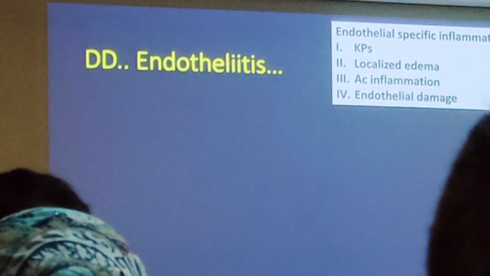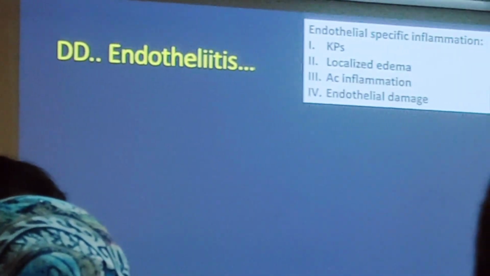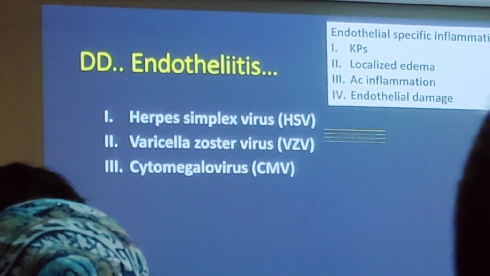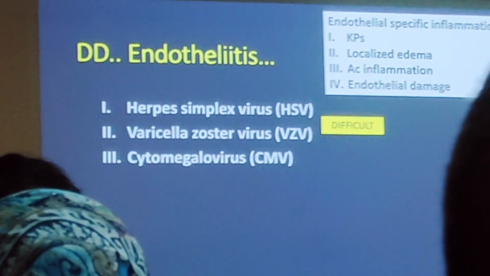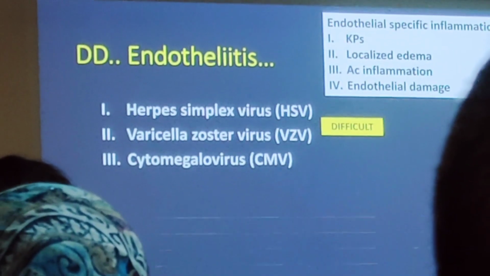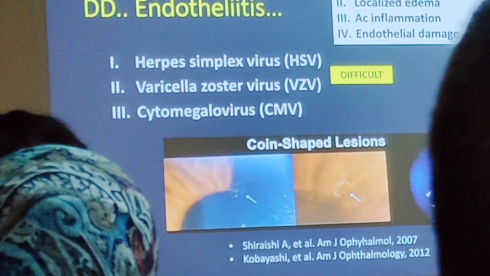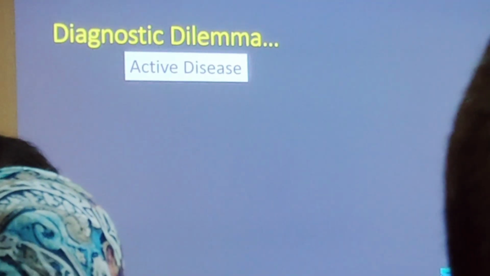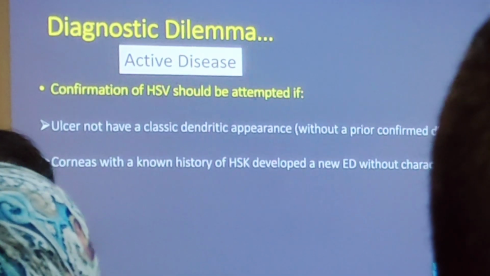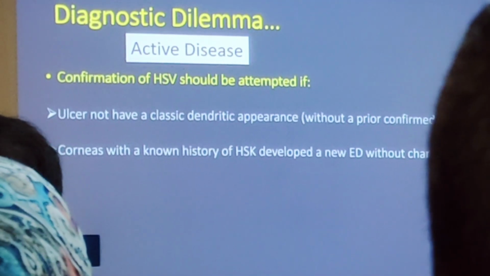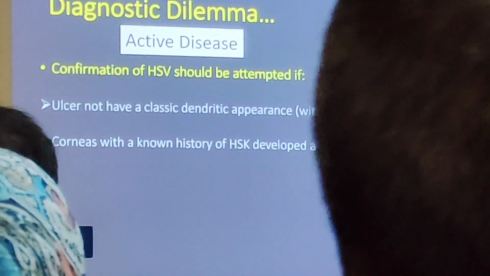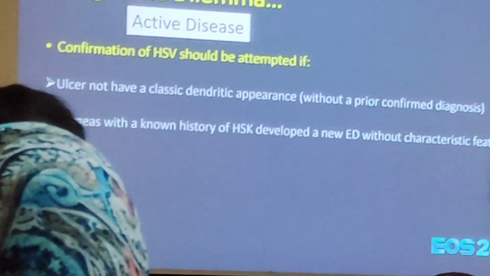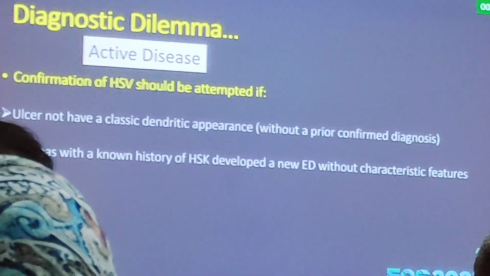The endotheliitis is an endothelial-specific disorder, mainly caused by viral etiologies, as herpes simplex virus and varicella zoster virus, which are very difficult to differentiate, and cytomegalovirus endotheliitis, which is characterized by the presence of coin-shaped endothelial lesions. We have two diagnostic dilemmas. The first one, during active disease, in which the patient has an ulcer not having a classic dendritic appearance without a prior confirmed diagnosis, and corneas with a known history of herpes simplex virus that developed a new epithelial defect without characteristic features.